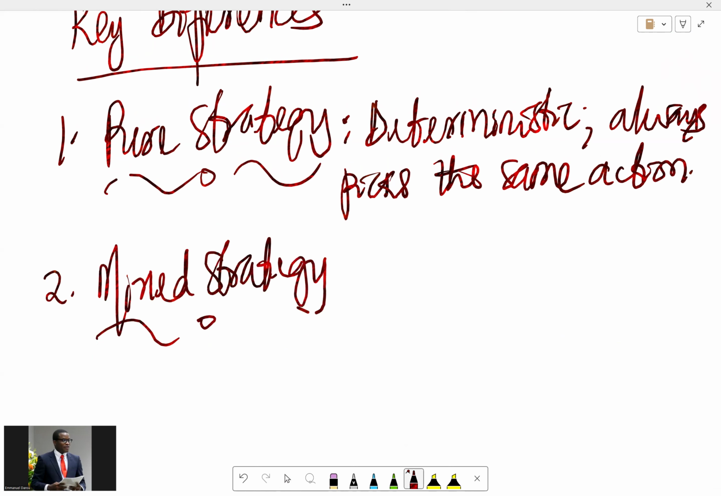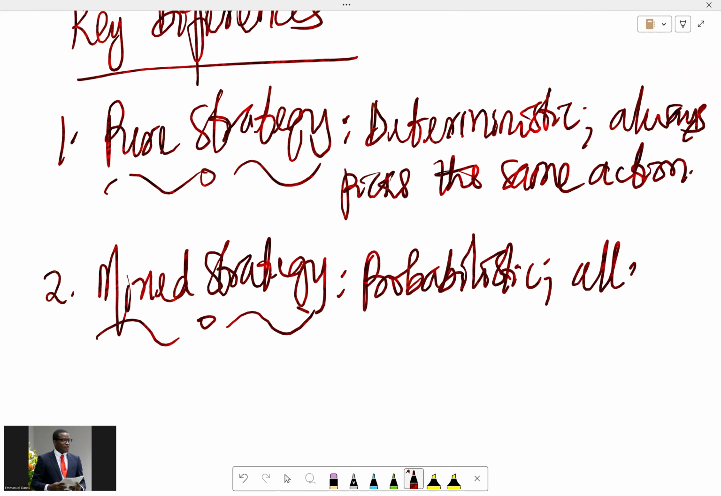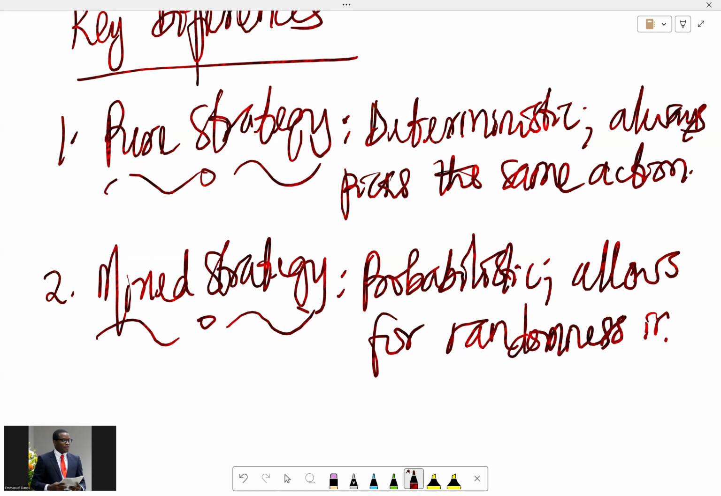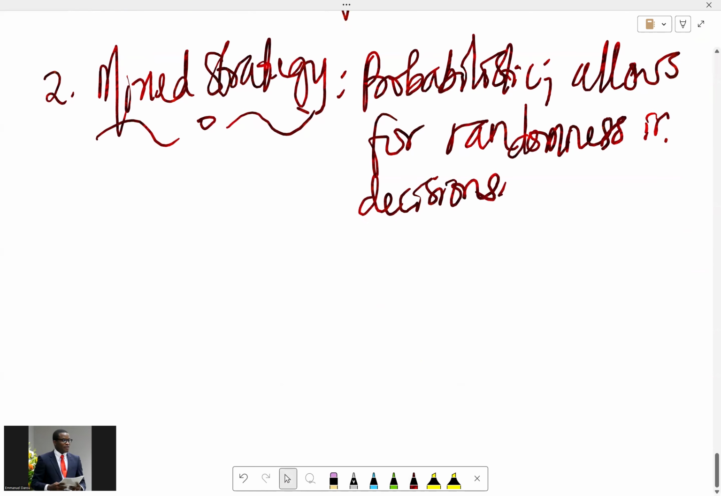Then when you have mixed strategy, you have a bit of chance thrown into it. So mixed strategy is probabilistic, and it allows for randomness in decisions.